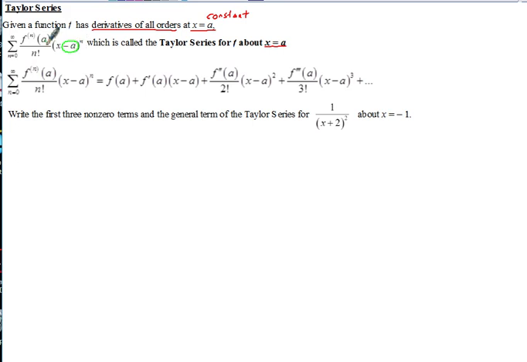And then notice the a value also appears here, the nth derivative at a. Before, this was always 0 because Maclaurin series, it was always about x equals 0. Otherwise, they follow the same pattern as a Taylor series.